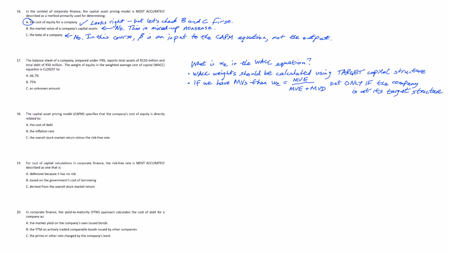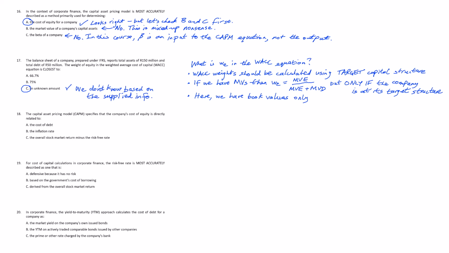Now, none of those conditions apply in this situation. We are only given the book value of assets and the book value of debt, and therefore the answer to question 17, based on the supplied information, is we simply do not know, and that is choice C.